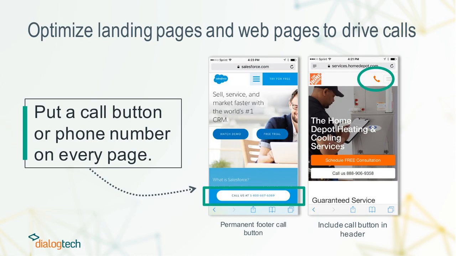So outside of just a Call Now button, you're driving people from these ads to landing pages, right? So it's optimizing those landing pages and your website, your mobile website in general, to drive calls. And that includes many different things, one of which is putting a call button or a phone number on every single page. You can see here, Home Depot's website has a little call button in the corner. Or Salesforce has a little pop-up footer that's permanent, that just stays there and sits on the page, so it's always prominent. That's the key, is just kind of keeping that phone number, call button, what have you, very prominent throughout your entire site for consistency and just accessibility for the visitor.